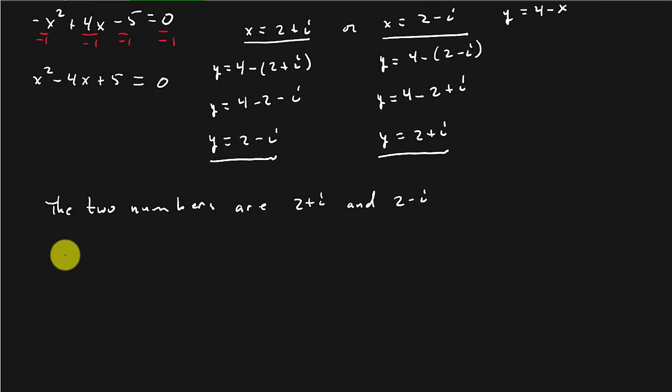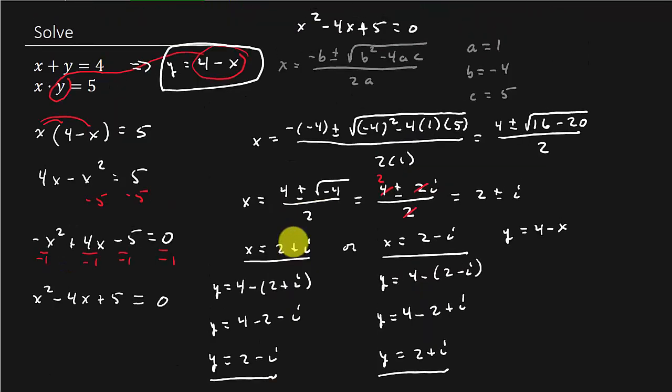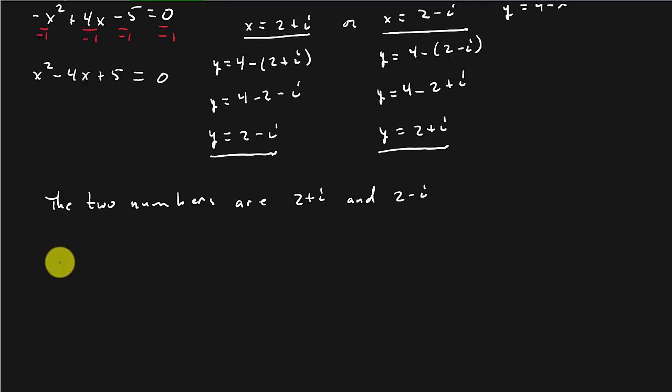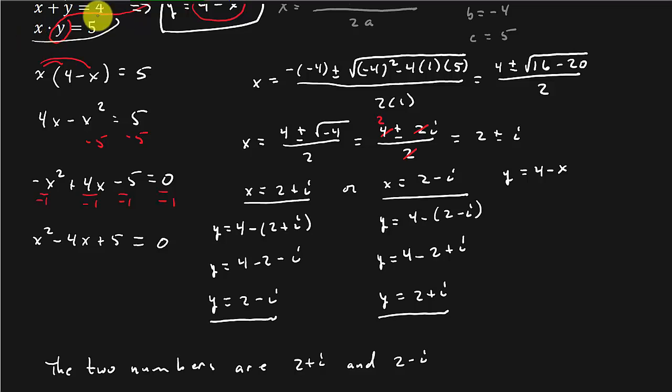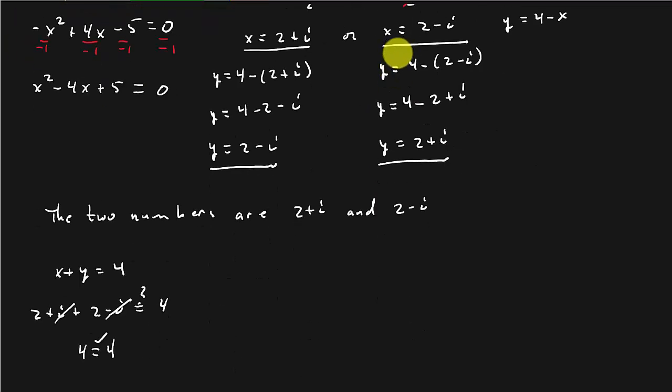And you can do this. You can look at this. If we take x plus y equals 4, let's plug those in. So we can plug in 2 plus i for x, and then in the place of y we'll put 2 minus i, and we want to see, does that equal 4? Well, the i's go out. 2 plus 2 is 4. We get 4 equals 4. That checks.